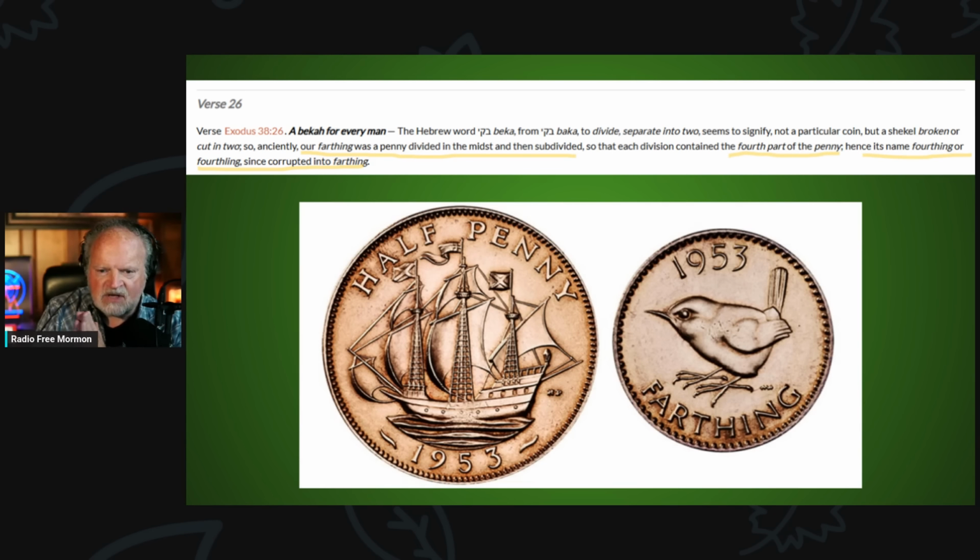And then it says, "So anciently, our farthing," this is England's farthing, "was a penny divided in the midst and then subdivided." So it's a fourth of a penny. "So that each division contained the fourth part of the penny, hence its name, fourthing or fourthling, since corrupted into farthing." So that's what a farthing used to be. It was a fourthing or a fourthling. It's a fourth of the original penny in England, right? But a farthing means a quarter of a coin in general parlance.